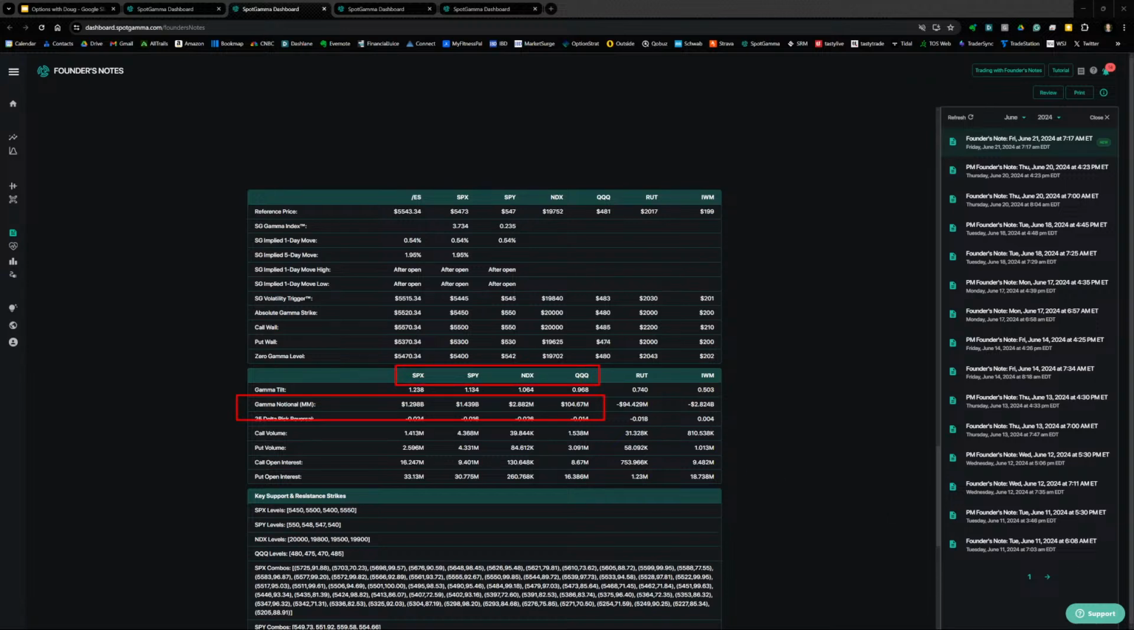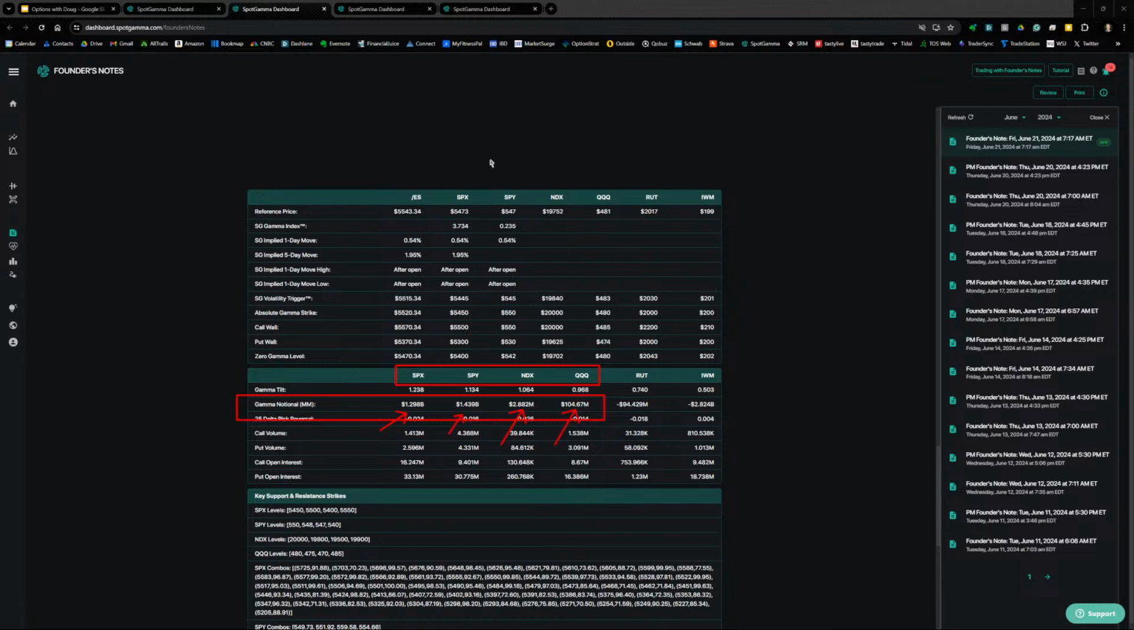Note all these numbers are positive, and they're quite positive for the S&P 500. For SPX, that's 1.298 billion, and for SPY, 1.439 billion. Those numbers did shift higher from yesterday, and for the NASDAQ, these numbers, although still positive, did shift lower than yesterday. So just slightly positive for NASDAQ.